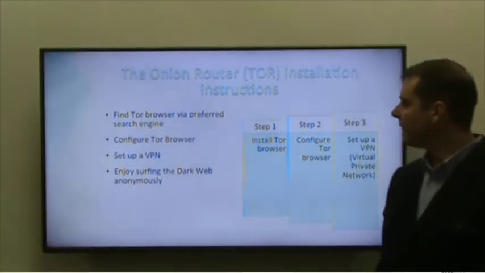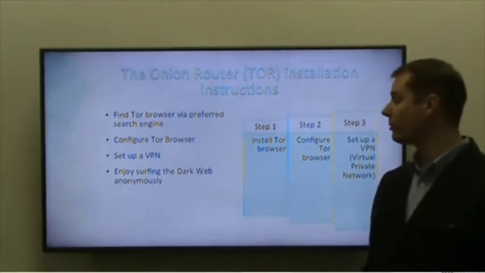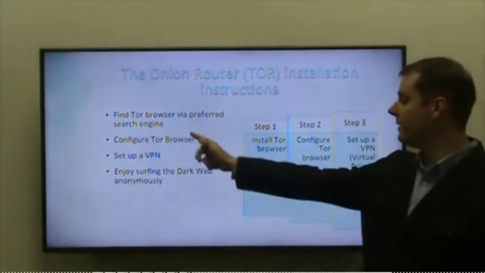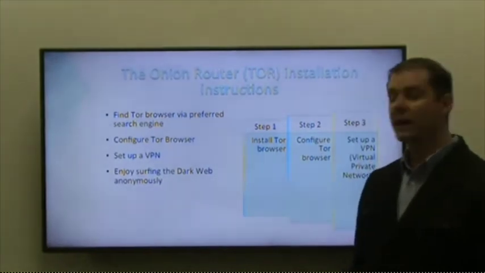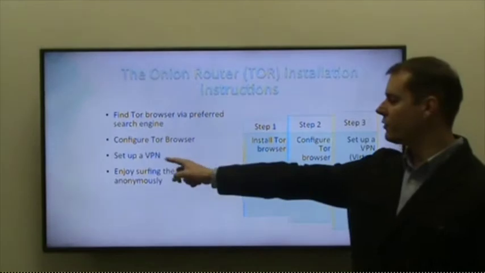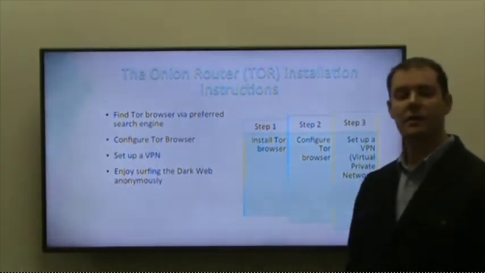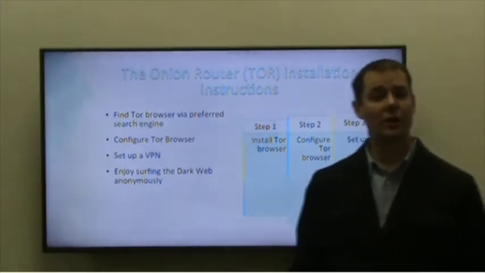The Onion Router has installation instructions which can be found directly on the Tor Project, which was developed by the US Navy. So you can find it via a conventional search engine and configure the Tor browser. As a recommendation, it's always good to set up a VPN for it as well, and then enjoy surfing the dark web at your own leisure.